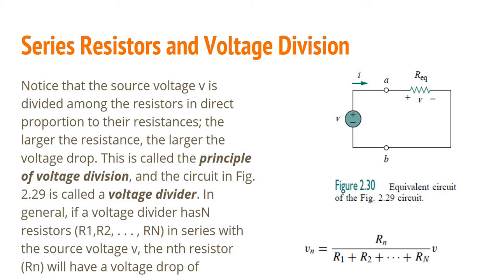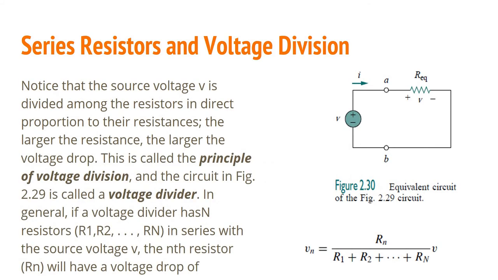So this is called the principle of voltage division. So the voltage is divided, which is why it is called the principle of voltage division. And the circuit in figure 2.29 is called a voltage divider. In general, if a voltage divider has n resistors, n meaning R1, R2, or more in series with the source voltage, the nth resistor or Rn will have a voltage drop.